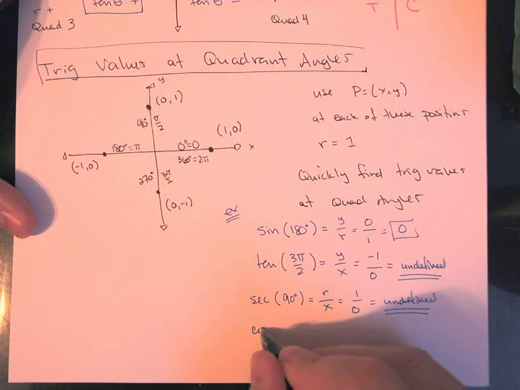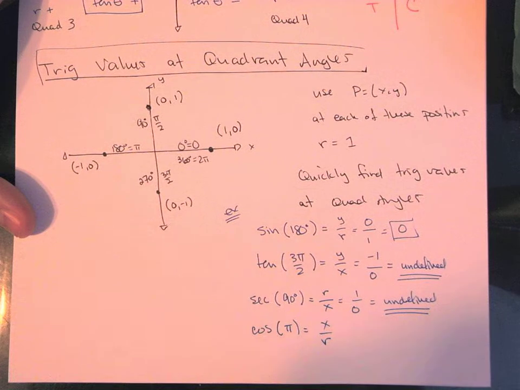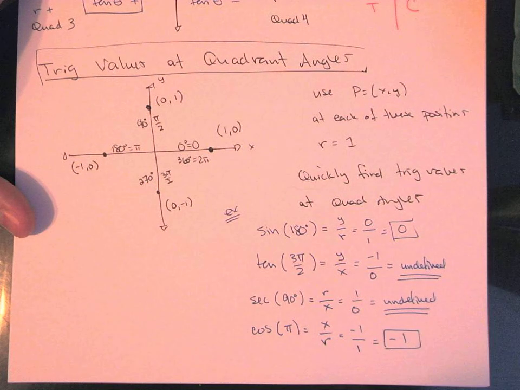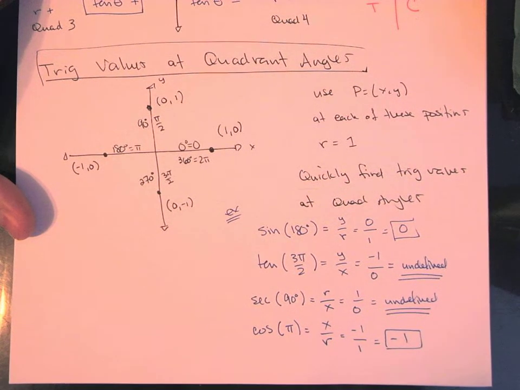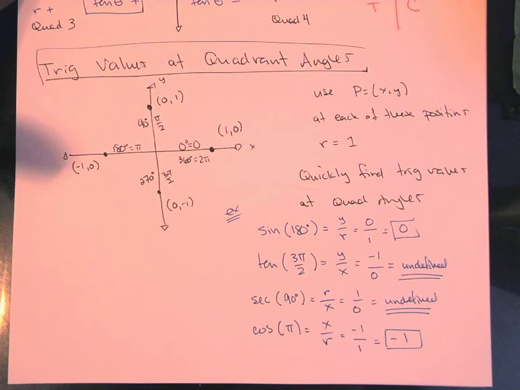How about cosine at pi? So cosine should be the x value divided by the r. So our x is -1, the radius is 1, and we end up at -1. You can expect all these values will be one of 4 things. They'll either be 0, if you have a 0 on top. They could be positive or -1, if you have a positive or -1 over the radius, and the radius is 1. Or they could be undefined if you're ending up dividing by 0. Those are all of our possibilities.